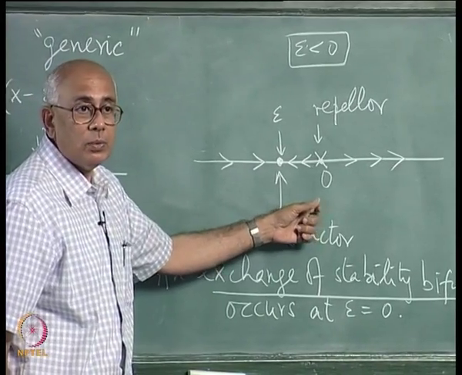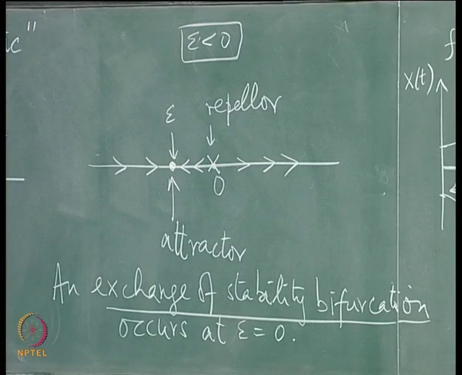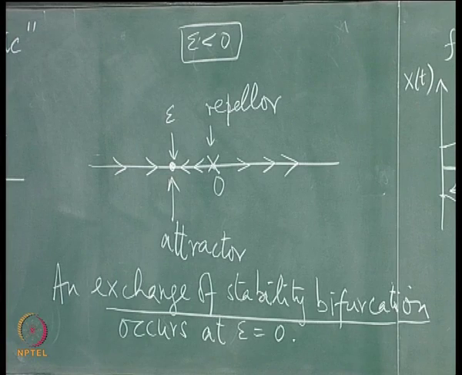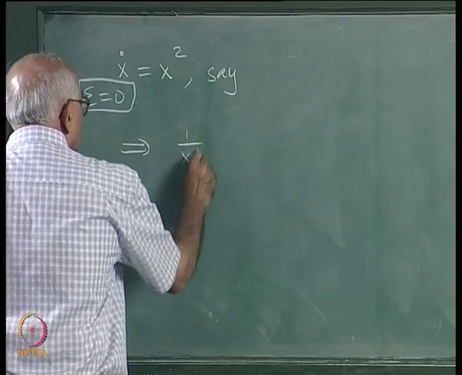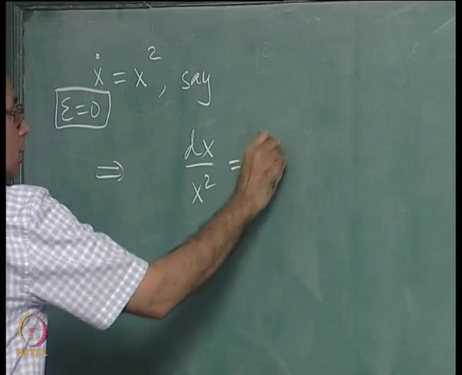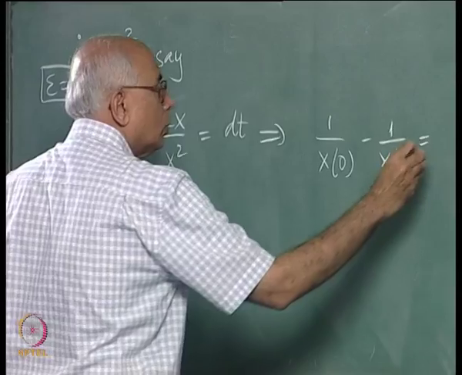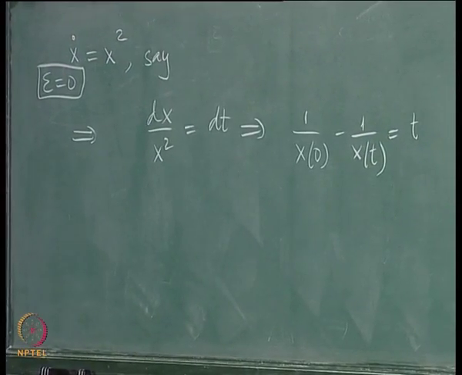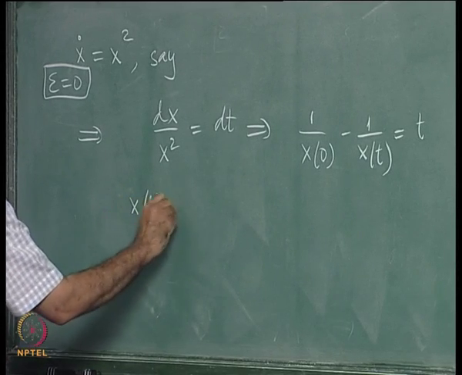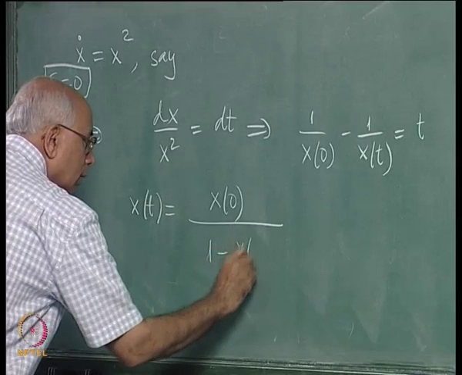The same situation is valid here too. But here, at x dot equal to x squared, it is not hard to write down the solution of this equation. Let us solve it for specific values of initial conditions. So at this special value 0 of the parameter epsilon, if I solve this equation, if I separate variables, it says dx over x squared is equal to dt, which implies 1 over x of 0 minus 1 over x of t is equal to t itself. And therefore, x of t is equal to x of 0 divided by 1 minus x of 0 times t.